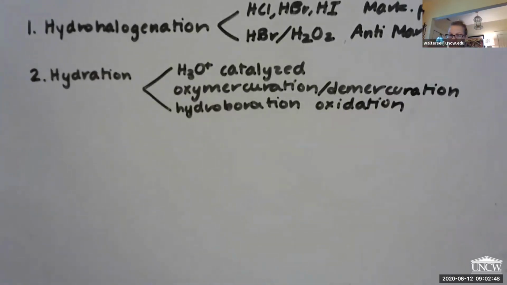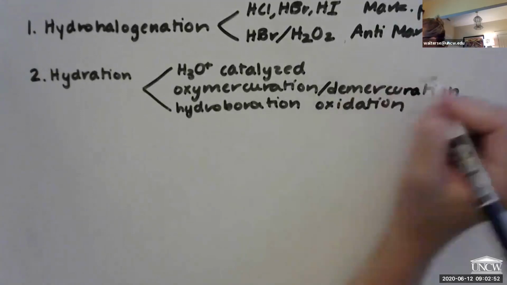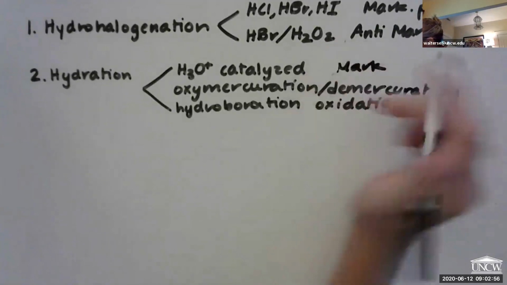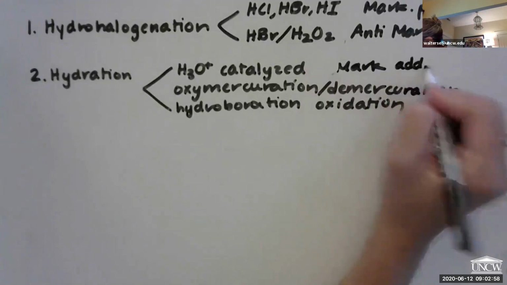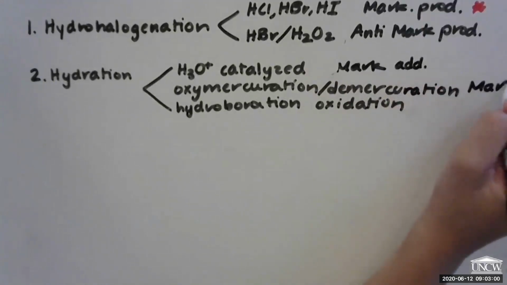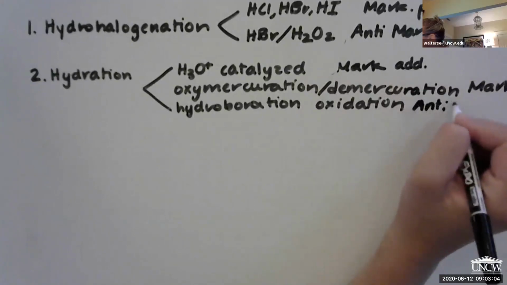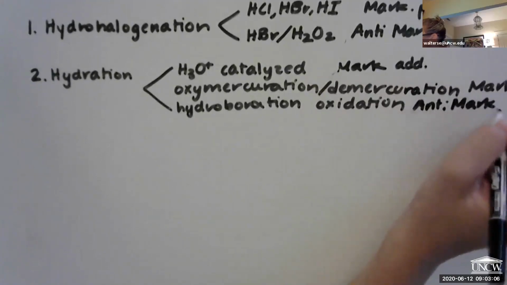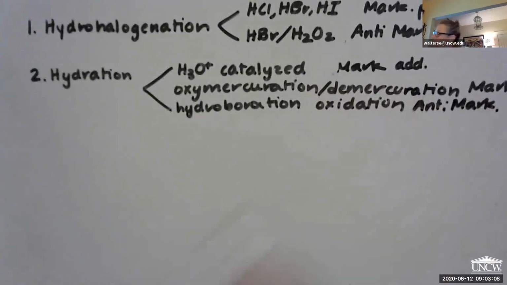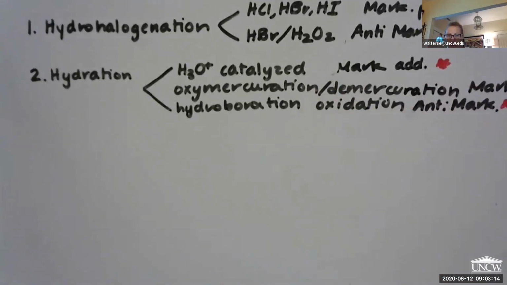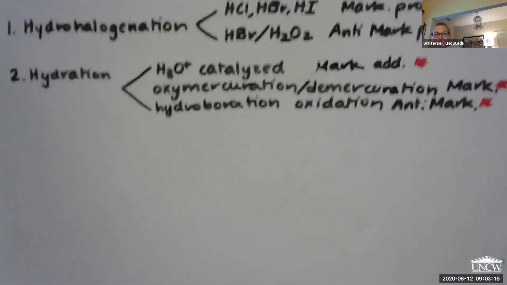And within these, you had Markovnikov addition here, Markovnikov here, anti-Markovnikov here. You had mechanisms for all of the three, or at least some details for all of the three. Let me move this over just a little bit.